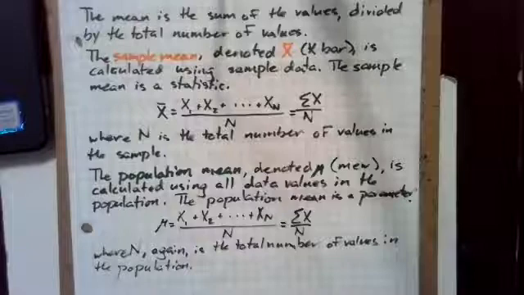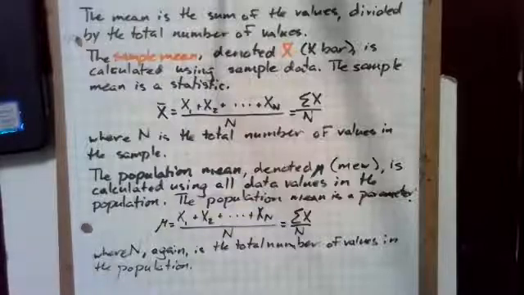The mean is the sum of the values divided by the total number of values. The sample mean, denoted x bar, is calculated using sample data. The sample mean is a statistic. So x bar equals x1 plus x2 and so on up to xn, divided by n. So we write that as sigma x divided by n, where n is the total number of values in the sample.